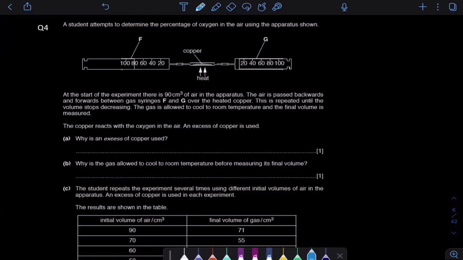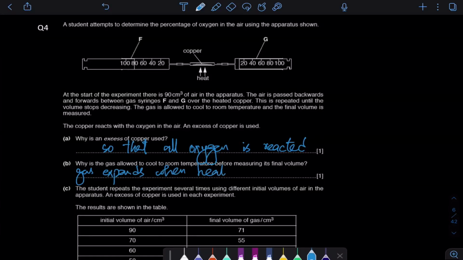Okay, let's answer the question. Why is an excess of copper used? So that all oxygen is reacted. Why is the gas allowed to cool to room temperature before measuring? So इसमें हम बताएंगे कि gases expand when heated. So both measurements should be at same temperature. Okay.